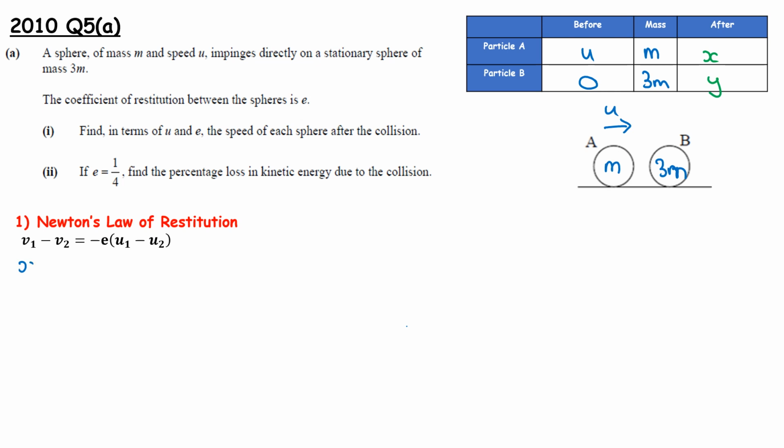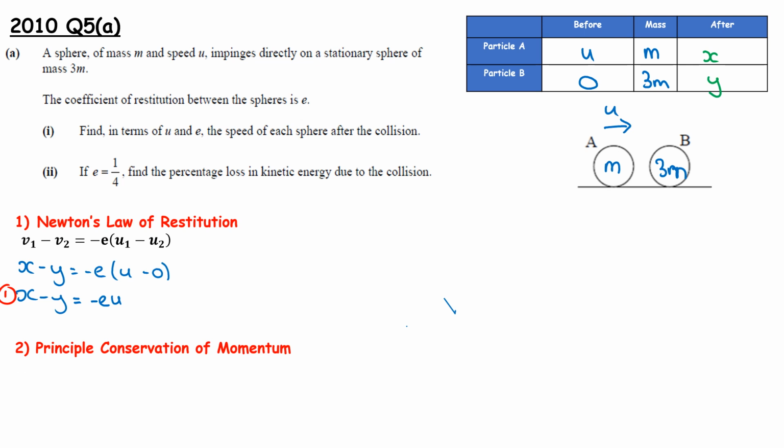So first thing is Newton's law of restitution. So v1 minus v2 is equal to minus e times u1 minus u2. So that gives me x minus y is equal to minus eu. So that's clear, equals minus eu, and that's equation 1. The second thing we're going to do, principle of conservation of momentum.